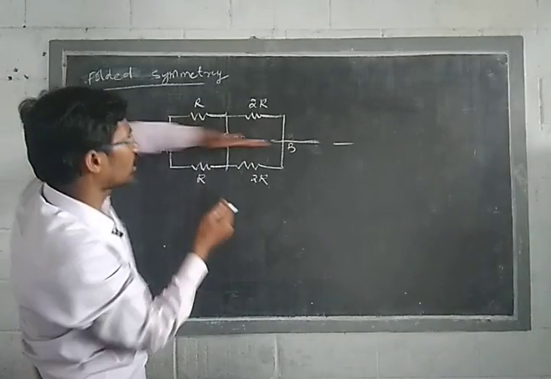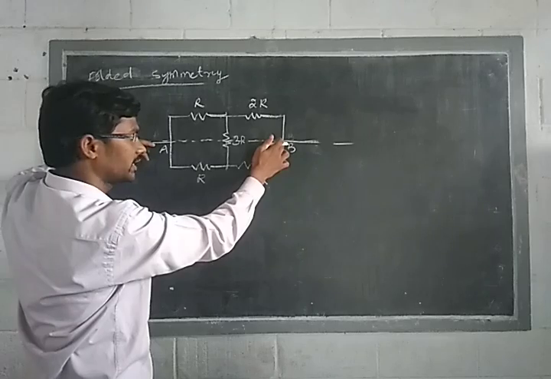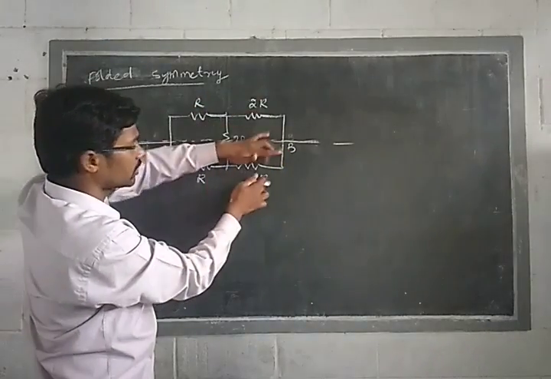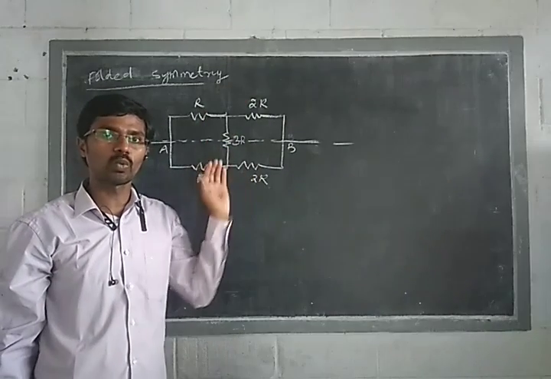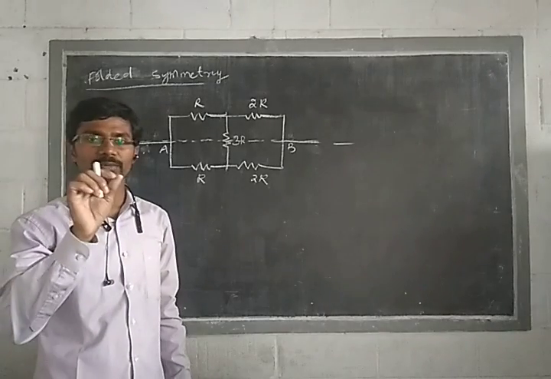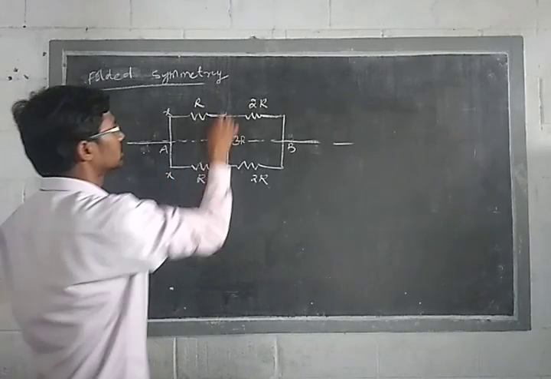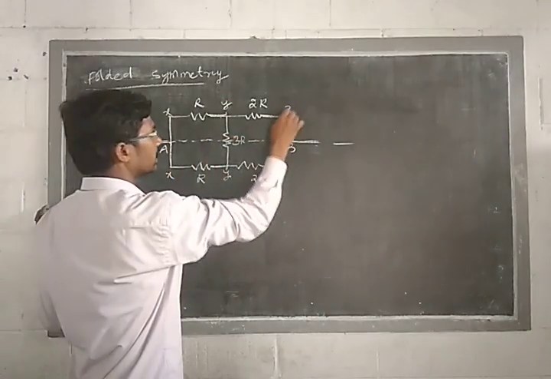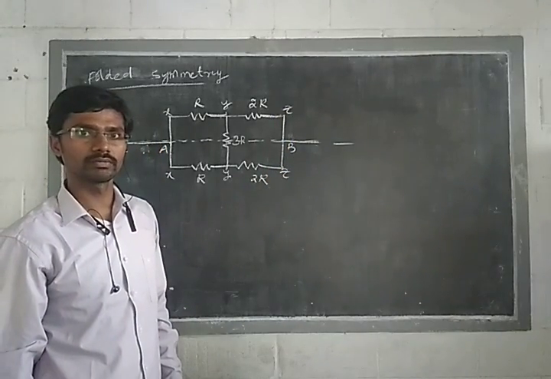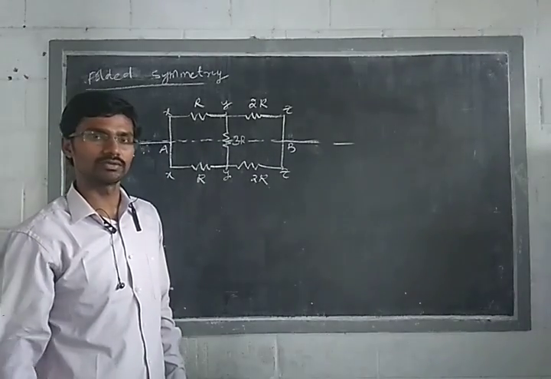Look at this one. Along this axis, if you draw an axis along these two points, in between which we have to find the equivalent resistance, here R means here also R. Here 2R means here also 2R. Are you all clear? So, this is a folded symmetry circuit. For the folded symmetry circuit, let me take here X and X, here Y and Y, here Z and Z. Are you clear, students? Are you following? Say yes or no? Okay.